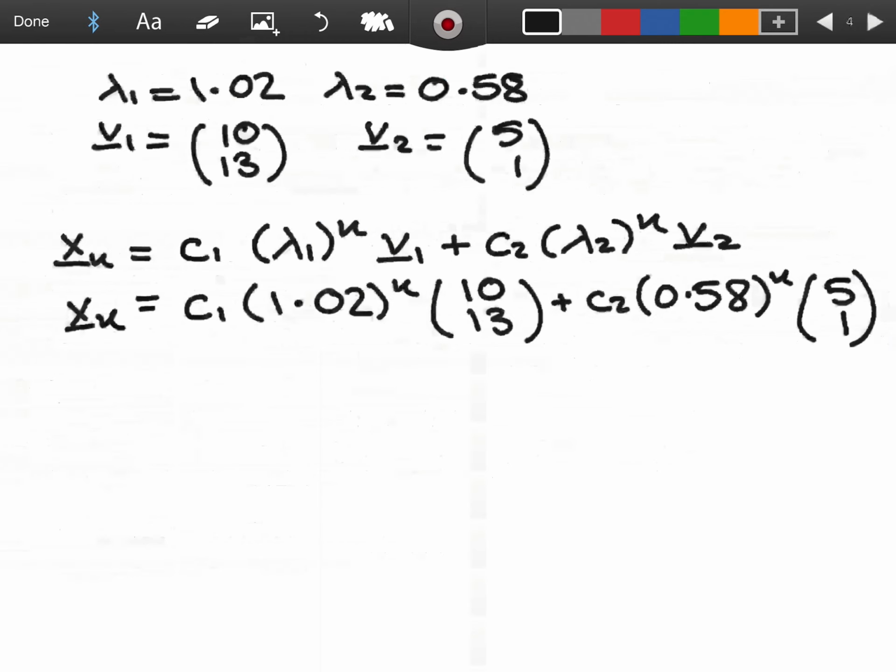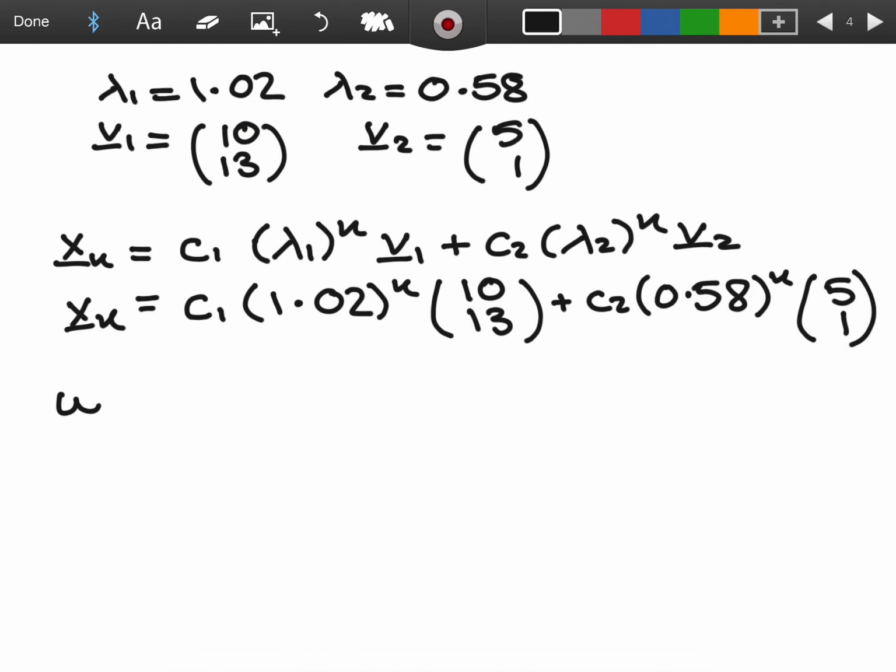I want to know the long-term behavior of this. So as k goes towards infinity, what do these populations look like for a sufficiently large k? As you've gone through enough months, what's going to eventually happen to these populations? Does it look like they're going to die out? Does it look like you're going to have an overload of one of these populations? What's going to happen?